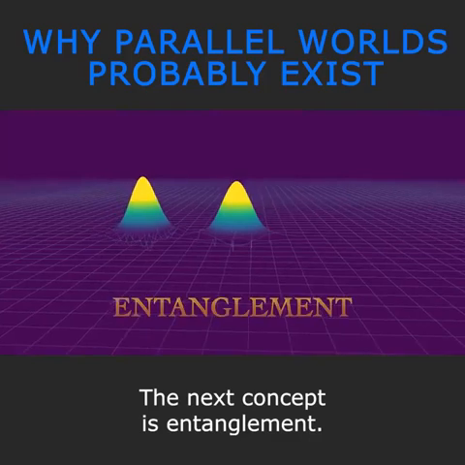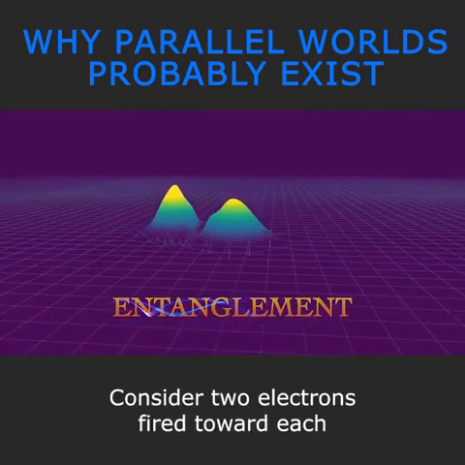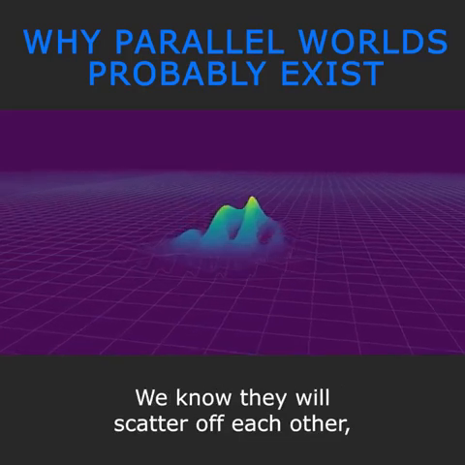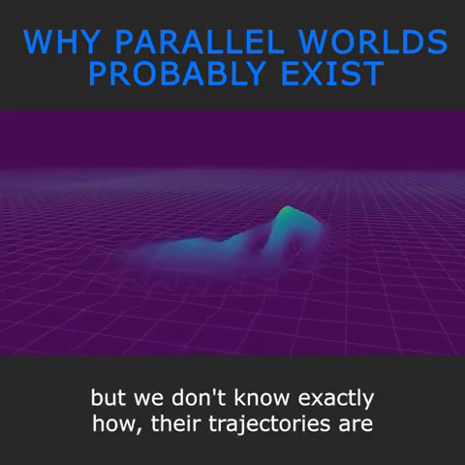The next concept is entanglement. Consider two electrons fired toward each other with equal and opposite velocities. We know they will scatter off each other, but we don't know exactly how.